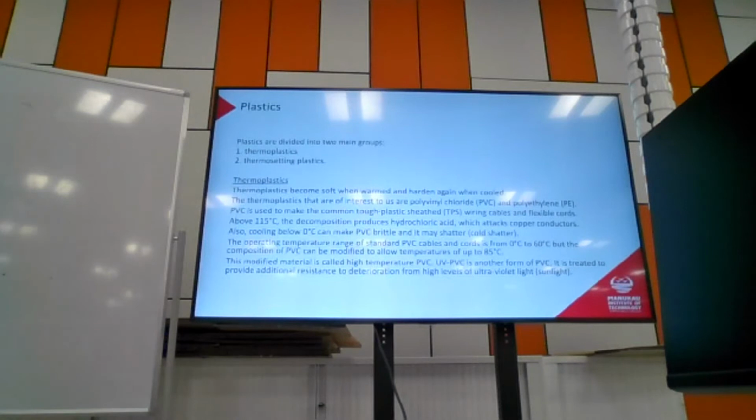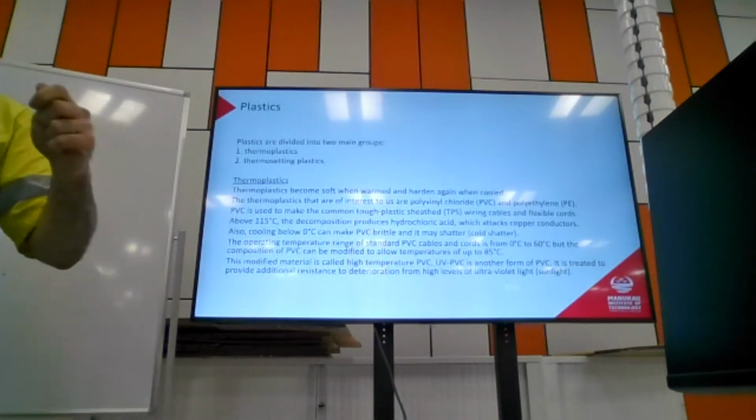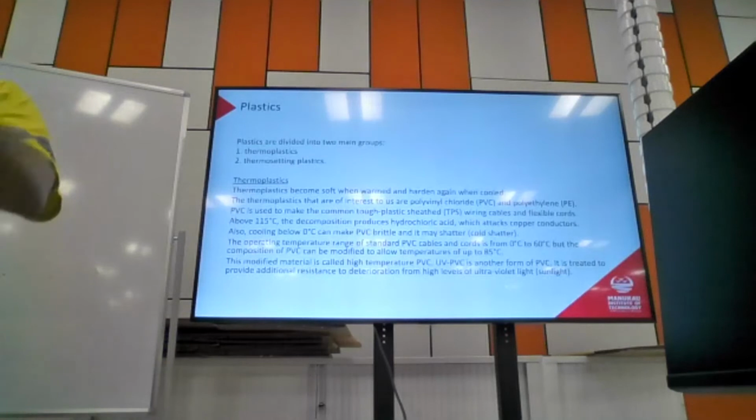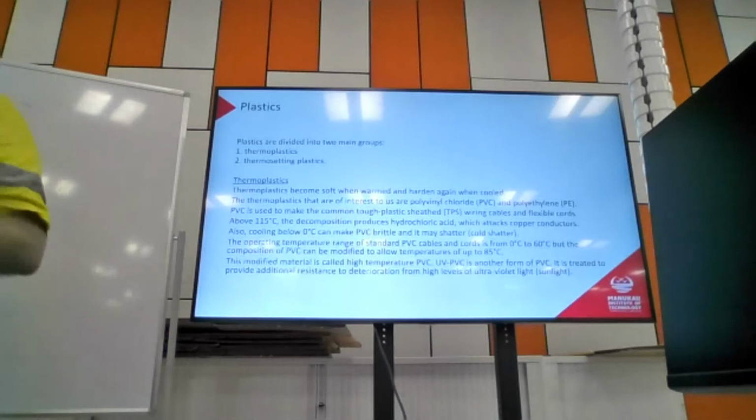The operating temperature range of a standard PVC cable and cords is up to 60 degrees, but the composition of PVC can be modified to allow temperatures of up to 85 degrees. Generally, you will see that printed on the cable. So if you have a look at a piece of TPS, it's going to say a few things on there. It'll usually say 2.5 millimeters. It'll say who manufactures it, and it will usually have a temperature rating on there.